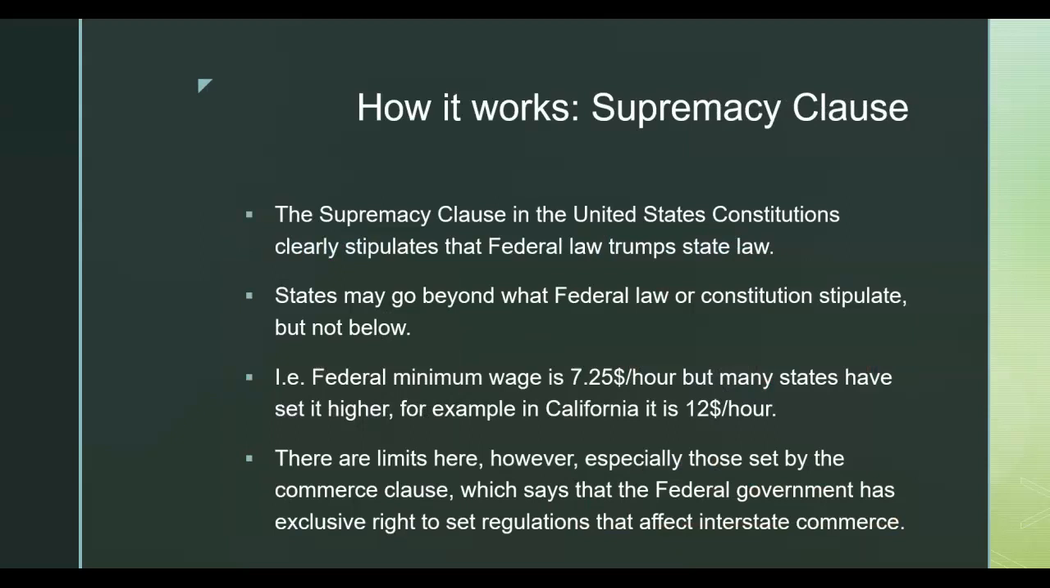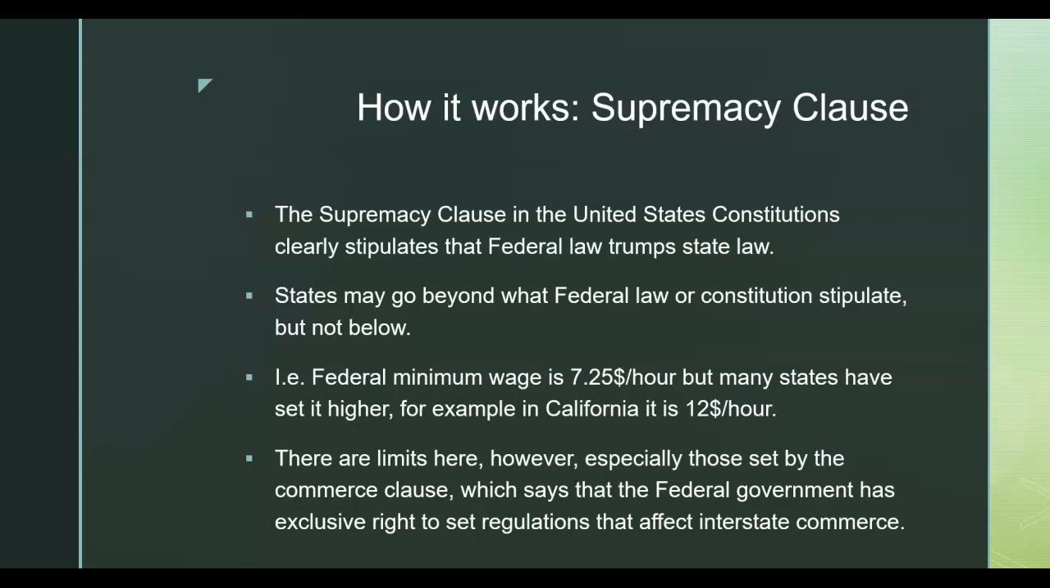So let's just return to the Supremacy Clause for a second. The Supremacy Clause clearly stipulates that federal law trumps state law. States may go beyond what federal law or the Constitution stipulate, but not below. So let me give you an example. Federal minimum wage is $7.25 an hour, but many states have set it higher. For example, in California, it's $12 an hour. Okay, so in most things, you're allowed to go beyond what the federal government has done, but you're almost never allowed to go below. There are some exceptions, but not a lot.